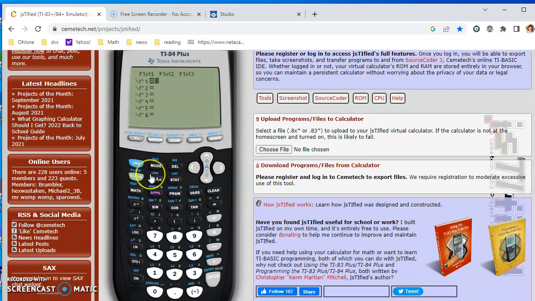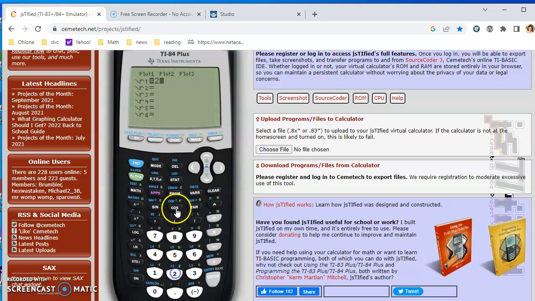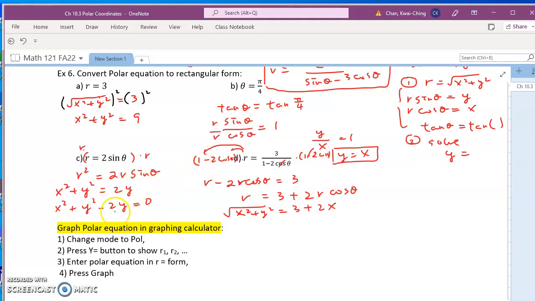Okay. So let's graph another one. The other one is r equal to 2 sine theta. Okay, 2 and then sine theta. Where's theta? Theta is the X,T,theta,n button. If you press it, the theta will show up because it knows that you're doing polar graphing. So 2 sine theta, and then you just do zoom 5. See, it's a circle. Is it a circle? 2 sine theta. I think it's a circle. How come it looks like that? Don't know. But this presumably is a circle.